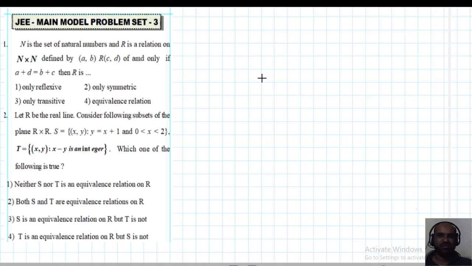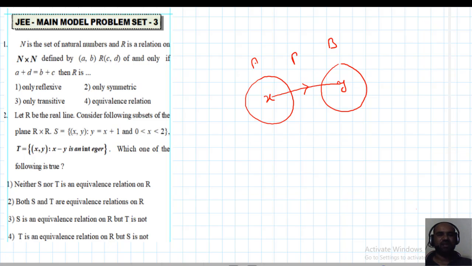For example, this is one set A, this is set B. X belongs to set A and Y belongs to set B. X is paired with Y under the relation R. Then here Y is called image of X with respect to the relation R. I will write Y equal to R of X. Notation important.